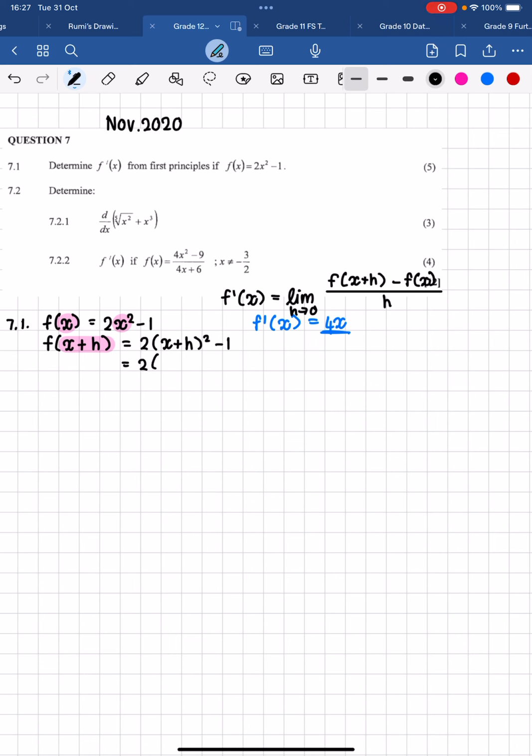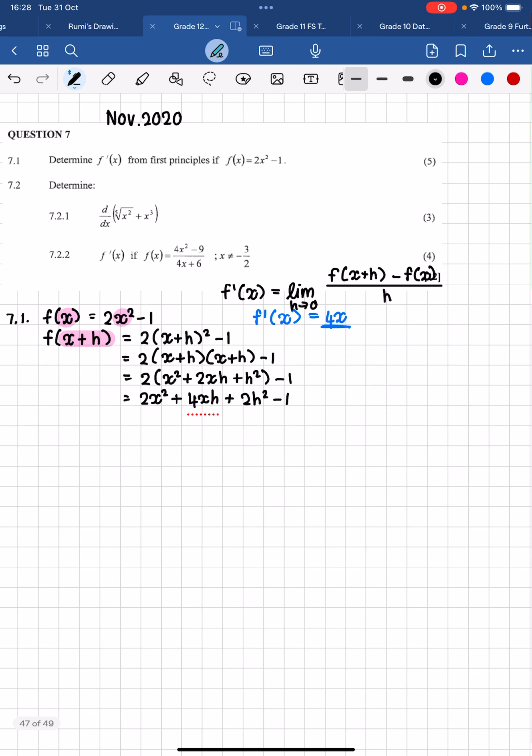You can either do FOIL, so you can write this as x plus h times x plus h, and then minus 1, and FOIL them out. Or if you know the shortcut for squaring a binomial, you can do that as well. You will get to the same answer either way. So that is what you will get if you FOIL those brackets out. And now I need to multiply the 2 in. So 2x squared plus 4xh plus 2h squared minus 1.